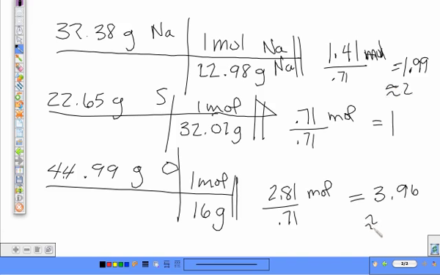This is 4. So these are going to be our subscripts now. So we'd have Na. What would be the subscript? 2. And S, 1. And when there's 1, we don't have to write the 1. And then O, 4. So that would be your empirical formula.